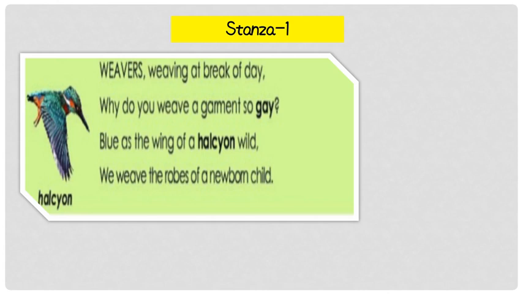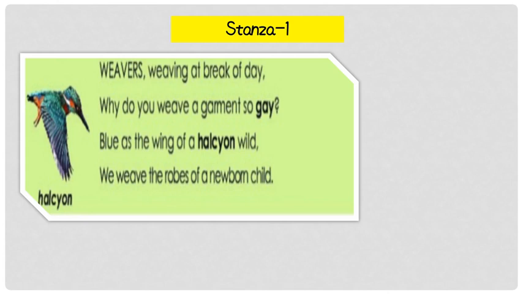Garment means cloth, and gay means bright color. Why bright color? That means the clothes that you are making or weaving, why so bright? And that also blue as the wing of a halcyon wild. What did she compare? She said the clothes that you weave look like blue color. Not only blue, it looks like a bird. What is the name of the bird? Halcyon birds. Okay, it looks like the wing of a halcyon bird. As I said, halcyon is another name for kingfisher.